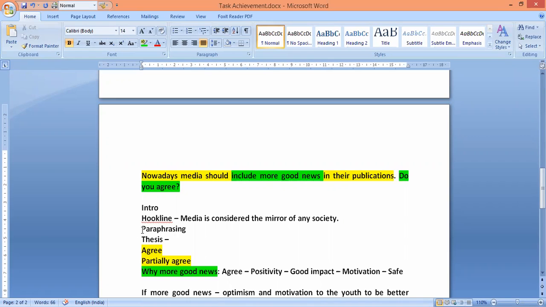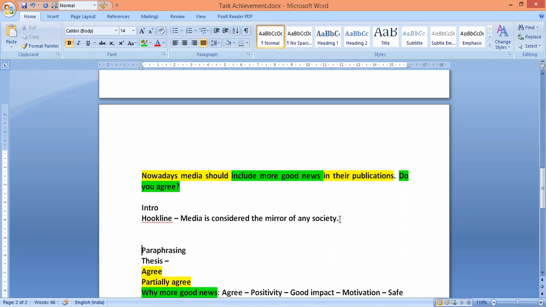Sir, instead of society, can we say a mirror of any social issues? No, it's a mirror of society. Whatever is happening around us, the media will obviously reveal. So whatever is happening in the society, media represents that. That's why I have used this word society, because social issues is one thing. But if it is not a social issue, it's an entertainment issue, so whatever is happening in the society, media reflects that.